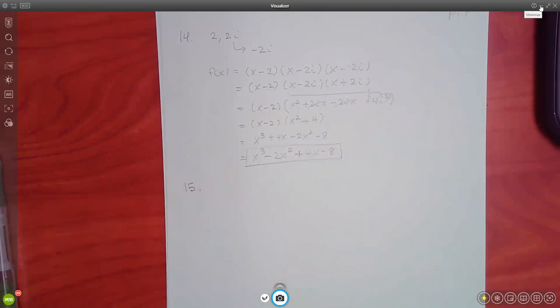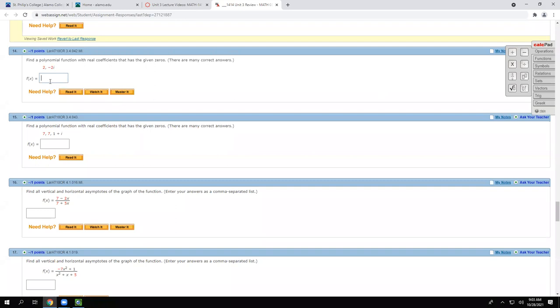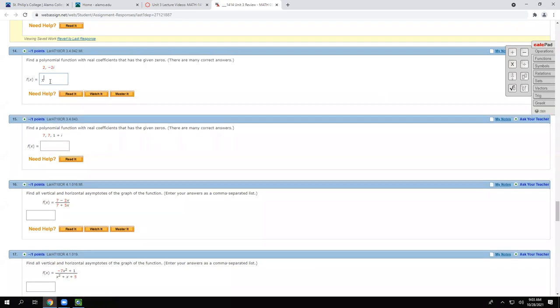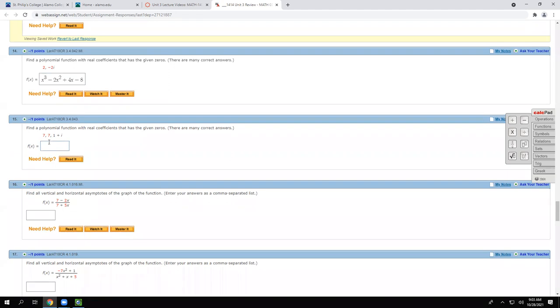So I'm going to type that in. I'll come back to the screen because we're going to have to work on the next one. It's very similar. So we got x to the third minus 2x squared, not that button, plus 4x minus 8.